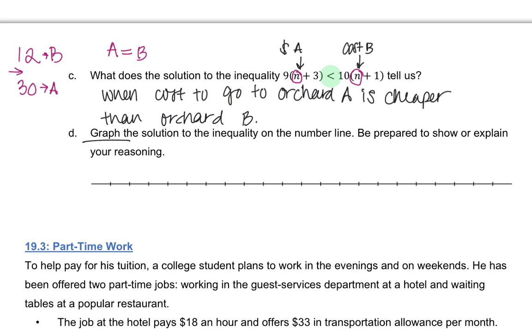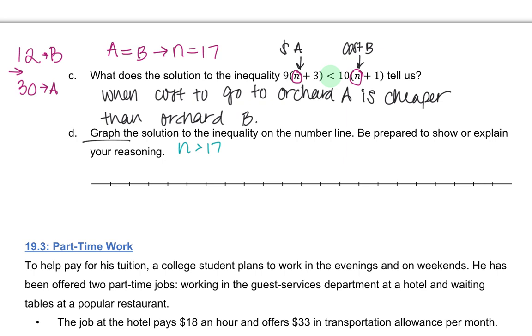So what we end up getting is A equals B when n, the number of students, is 17. When n is greater than 17, that's when orchard A becomes cheaper. Okay, so at 17 students, cost is the same. Greater than that, A is cheaper.